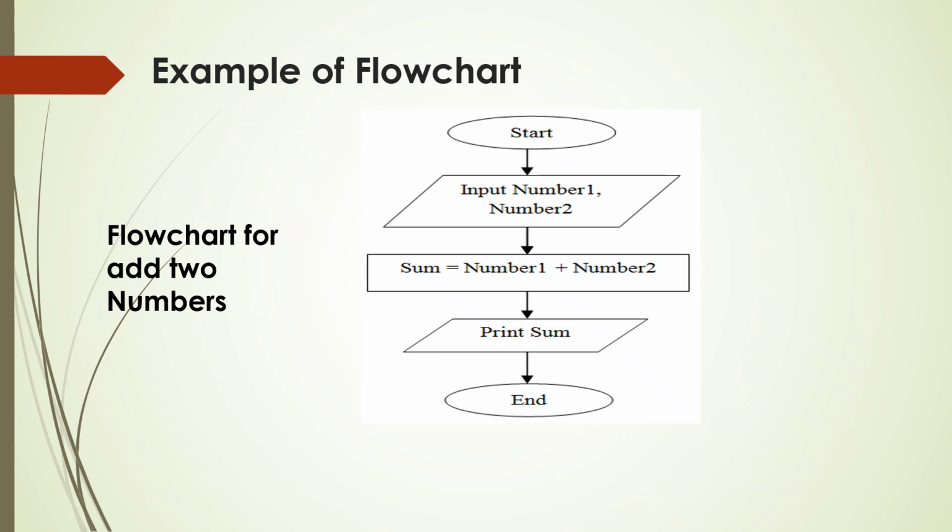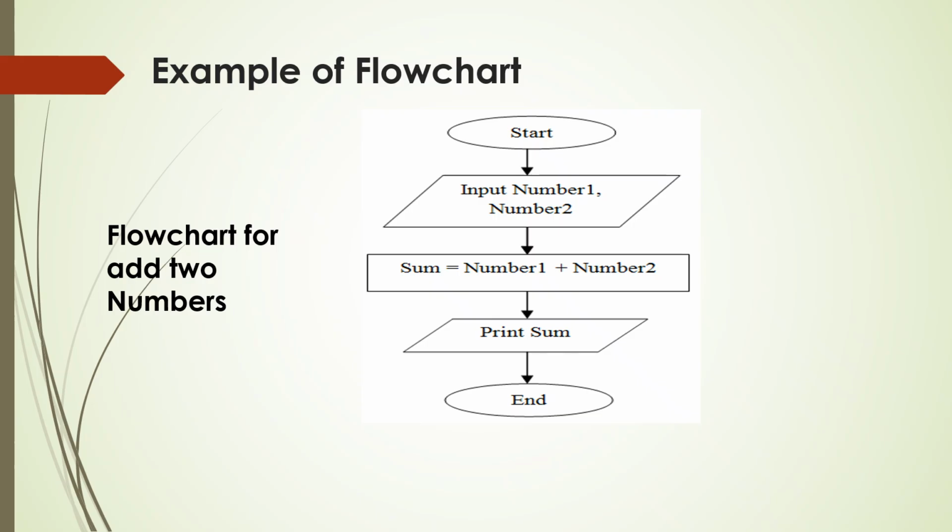Once the calculation is complete, the flow moves to another parallelogram, which is used for output. In this step, the program displays the calculated value of sum on the screen. This allows the user to see the result of the addition. Finally, the flow reaches the oval symbol, which represents the end of the program. This indicates that all required steps have been completed successfully and the program terminates.